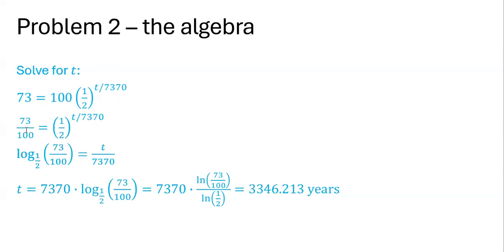So we divide both sides by 100, okay? So that's this line over here. Now, how do we bring this guy down? Well, you can think of it in 2 ways. I think now they teach it as convert this exponential equation to a logarithmic equation. So that's from this line to this line, okay? Or you can just think of, I'm taking log base half on both sides, and then you get the same thing. I'd prefer the latter, actually. That's how most people think about it, to be honest. Okay, so from here, we just multiply by 7370 on both sides.